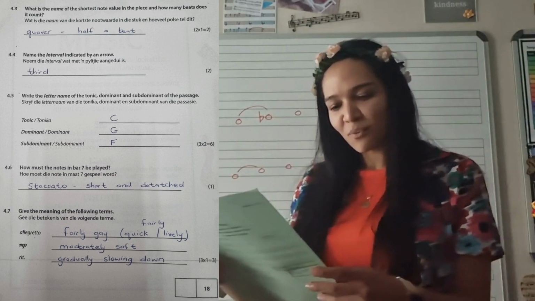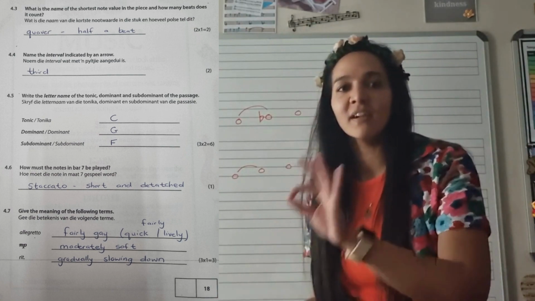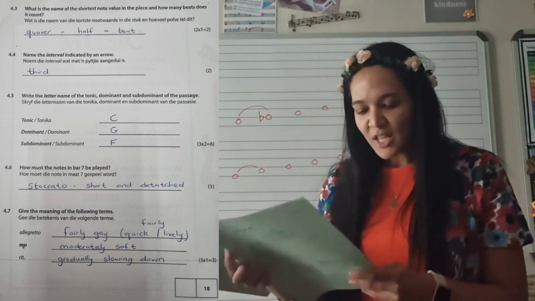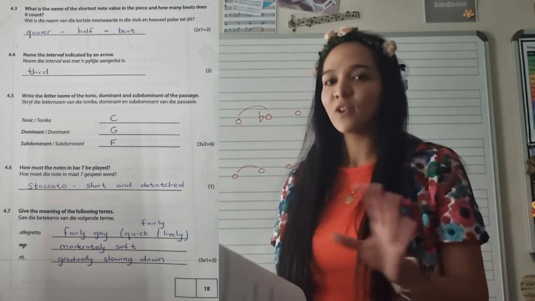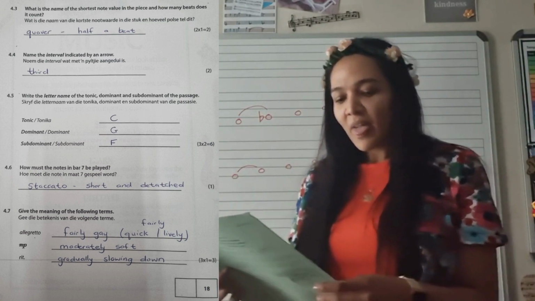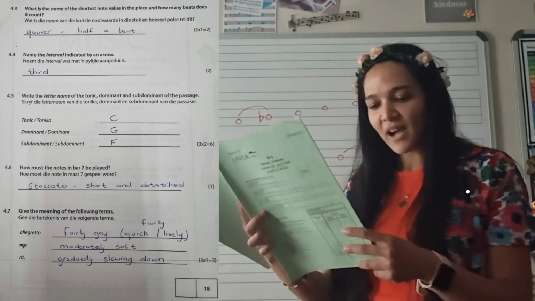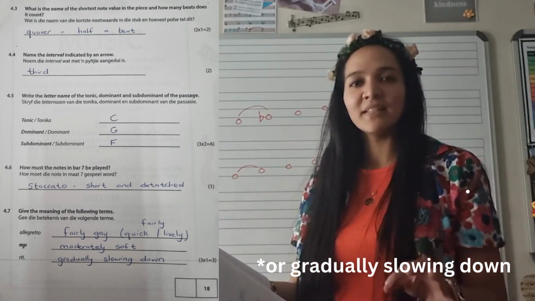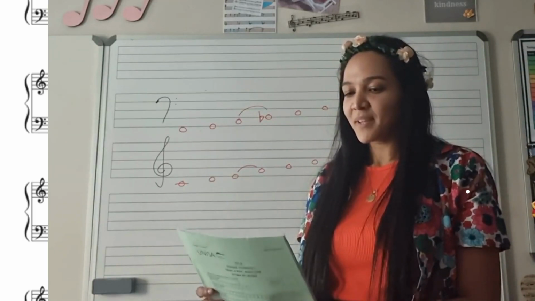Lastly, we have question 4.7, which says give the meaning of the following terms. So you will go ahead and give the English or Afrikaans definition. So we have allegretto, which is fairly gay or fairly lively, fairly quick. We have mezzo piano, which means moderately soft, and then we have our rit, or ritardando, and that just means gradually decreasing in tempo. And there we go.